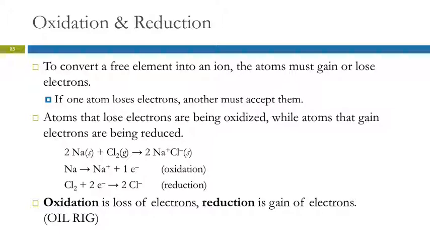This is one of those things that I still, when I need to identify oxidation reduction, I still run OIL RIG through my head because I don't do this all the time, just in certain chapters, and so I get a little rusty on it. So OIL RIG, oxidation is loss, reduction is gain of electrons. Any questions?